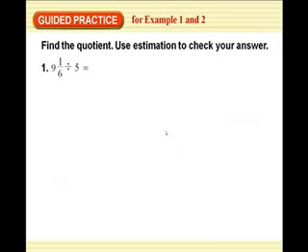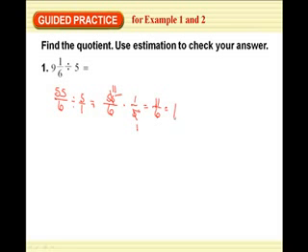Okay, so 9 and 1/6 is, that'd be 54, 55 over 6 divided by 5 over 1. First fraction stays the same. Change it to multiplication. Flip that second one over. 5 goes into 5 once. 5 goes into 55 11 times. 11/6, 1 and 4/6. And it says estimate to check your answer.